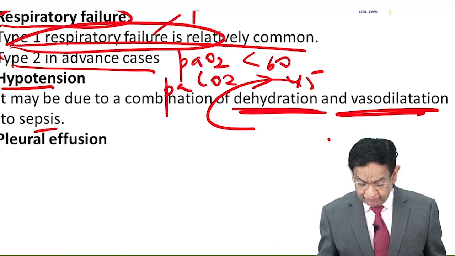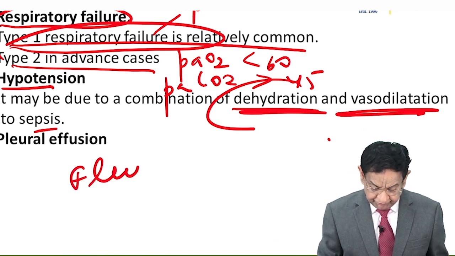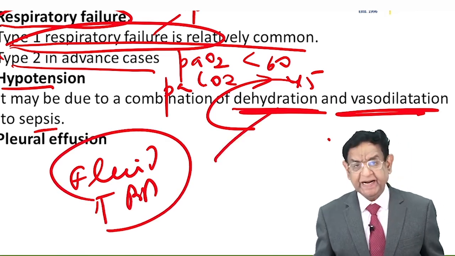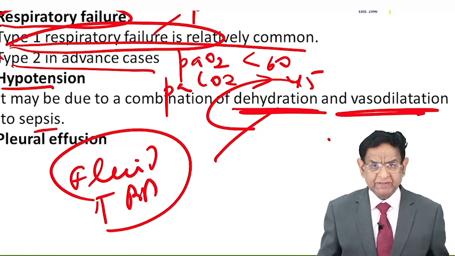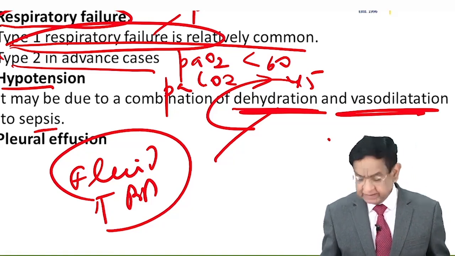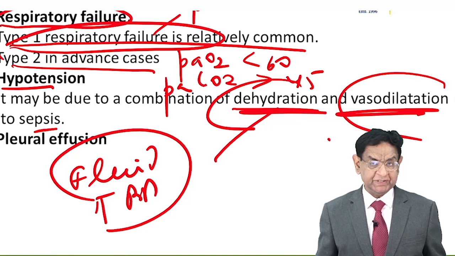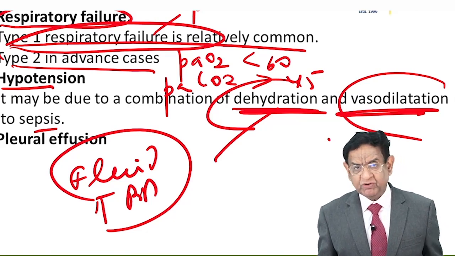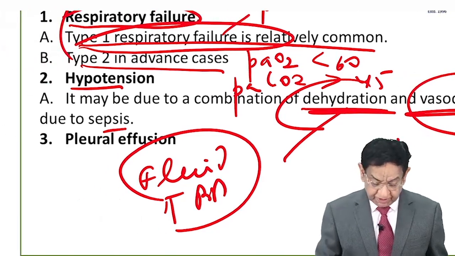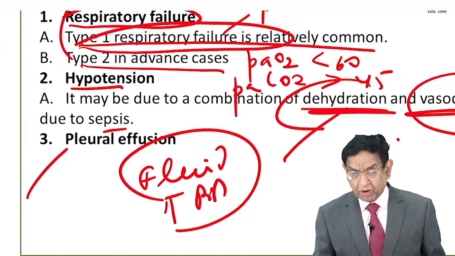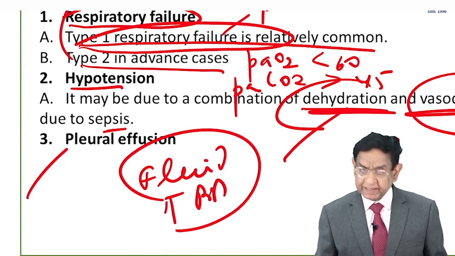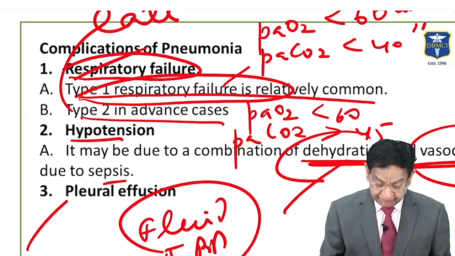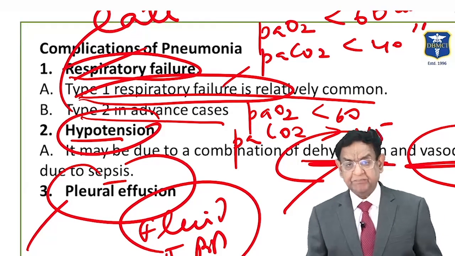So you give a fluid challenge. If the BP comes up, that was due to dehydration. But if you have given some fluid challenge and BP still remains low, then perhaps this is due to vasodilatation. This is a very, very important point which can differentiate whether it is dehydration or vasodilatation. Pleural effusion is again a common problem that can happen in case of any pneumonia. So as of now, the three keywords are respiratory failure, hypotension, and pleural effusion.